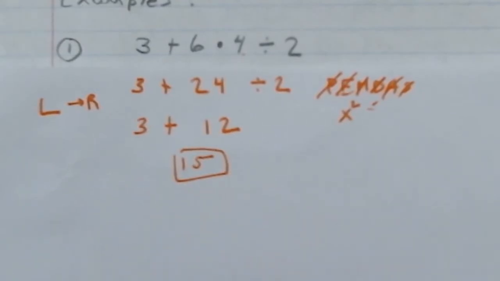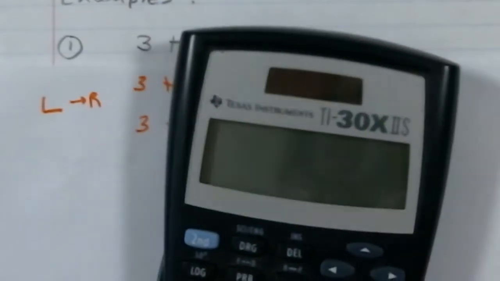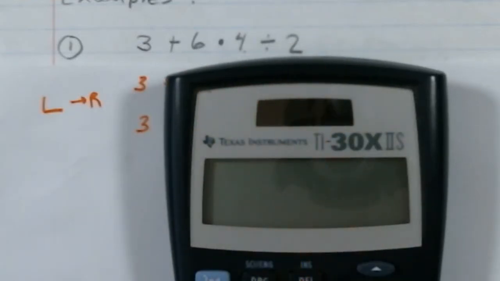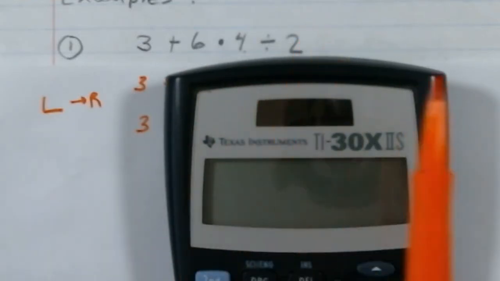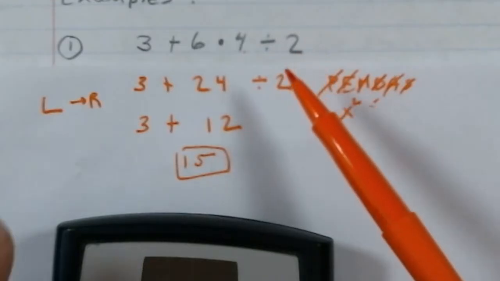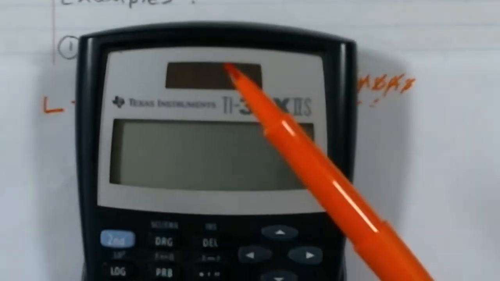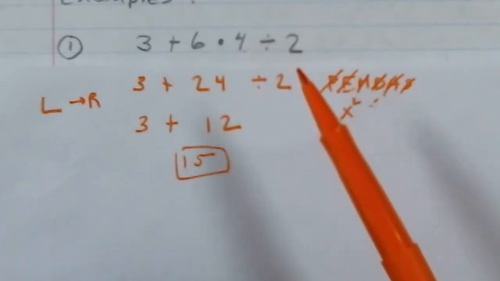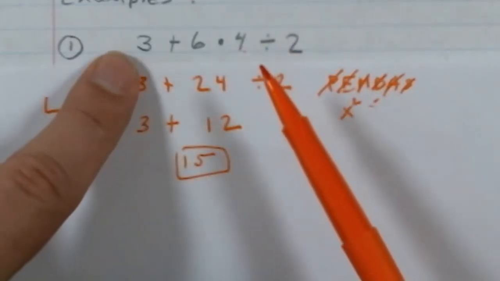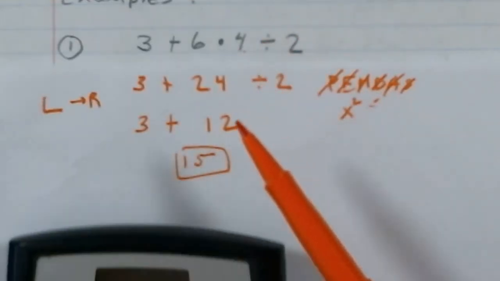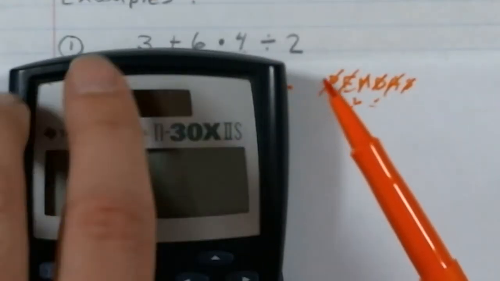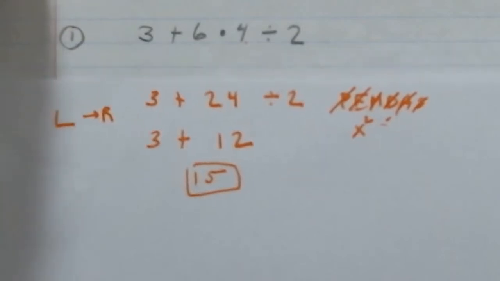I will show you later how to use a calculator. When you use a calculator, you can put in the same thing and get the answer. But that's cheapening it. You need to understand the process. I don't care about what the calculator gives you; I care about what you're thinking. So for this problem, if you put that in, you should get 15 on the calculator. Let's try that later. Let's do some more.